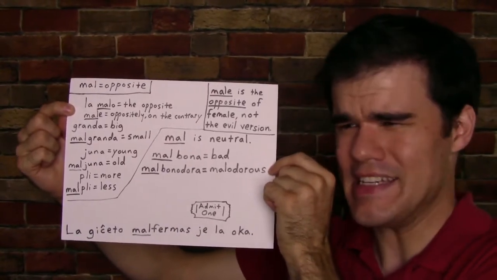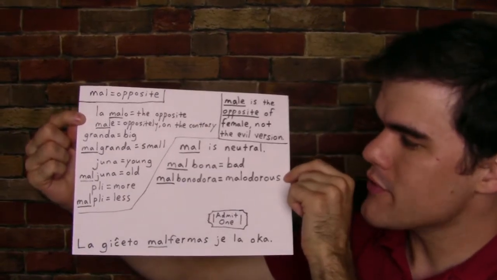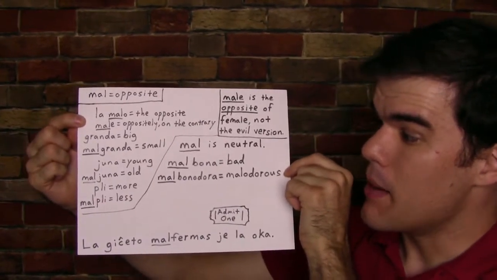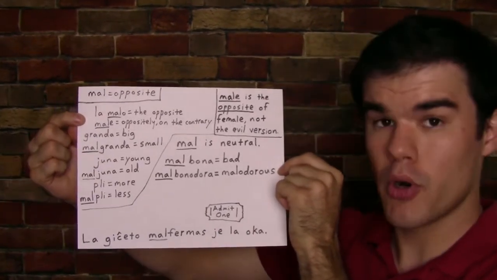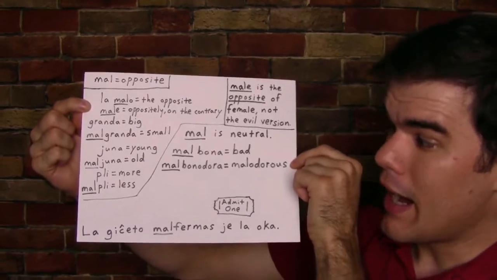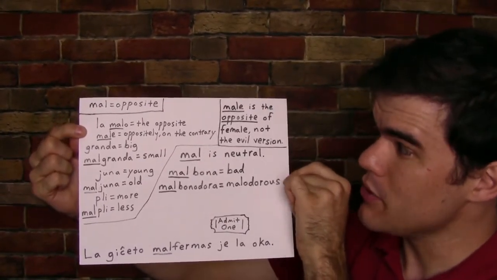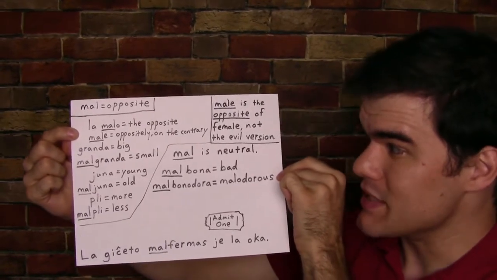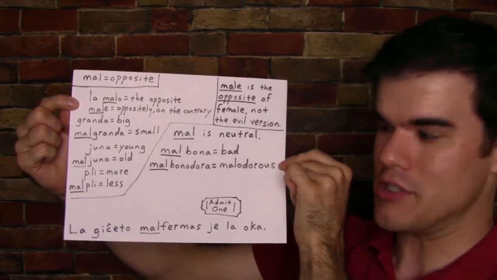So what does that mean? Tasting? Is it seeing? What? Touching? No, you have to specify that it's malbona or malbon blank. So bona is good, so malbona is bad. So malbonadora would be opposite of good smelling. Oh, that's bad smelling. So for the example up here, I say male is the opposite of female. It's not the evil version. It's not like males are evil and females are good, right?